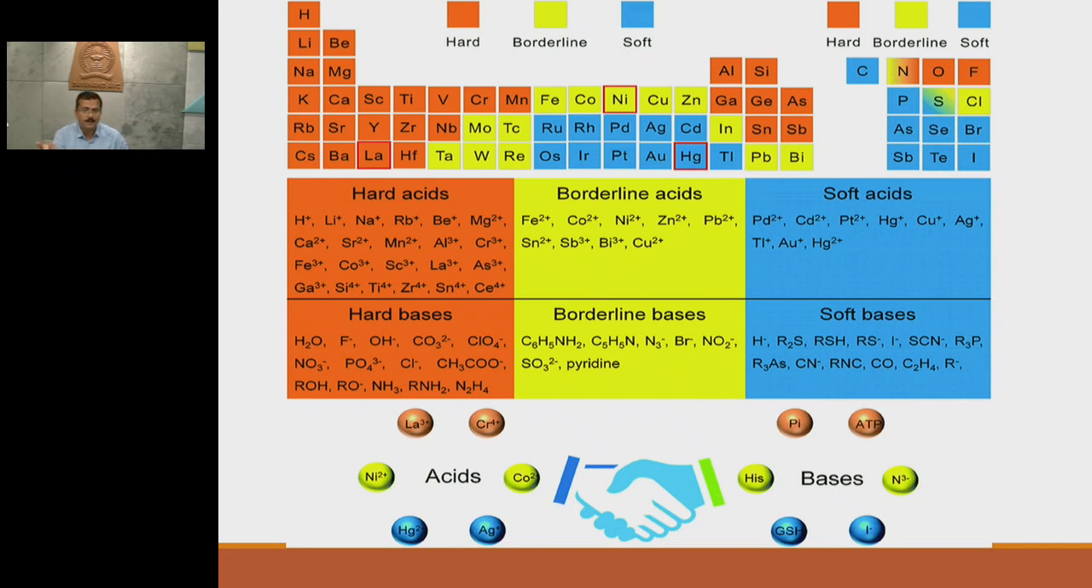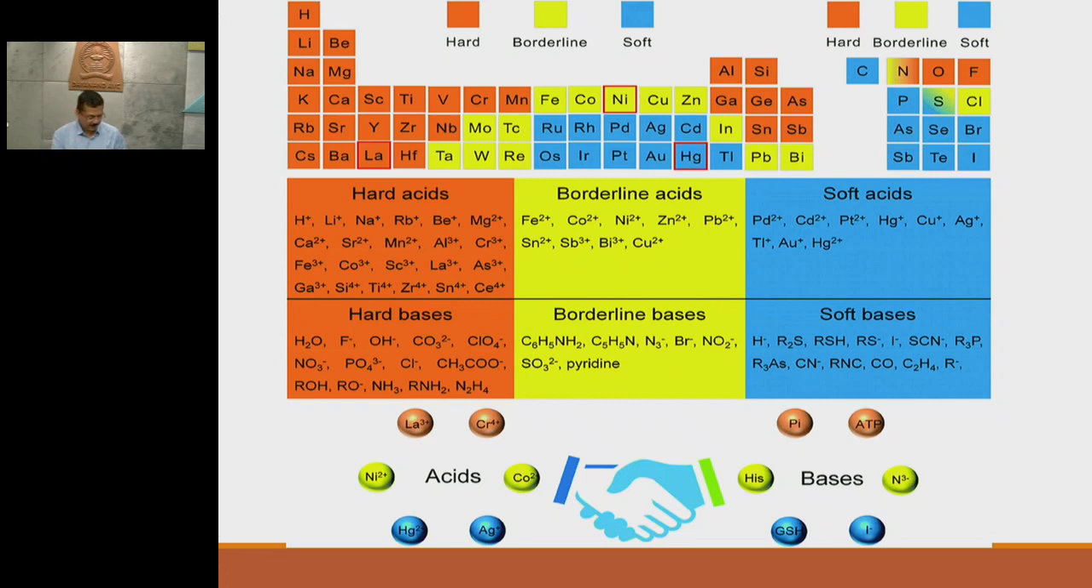There are some different examples. Hard acids include lithium, sodium, potassium, beryllium, and magnesium, while soft acids include palladium, cadmium, platinum, mercury, and copper(I), which have positive charge. Hard bases are negatively charged and more electronegative, while soft bases are less electronegative.